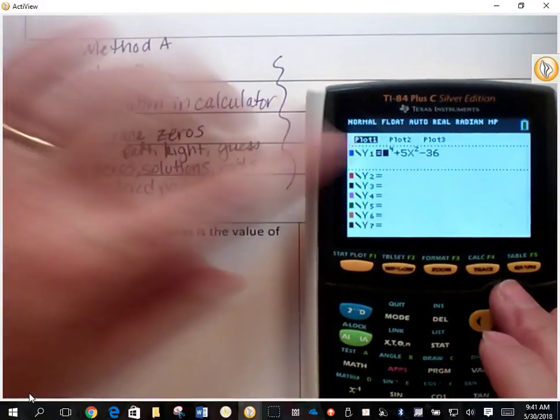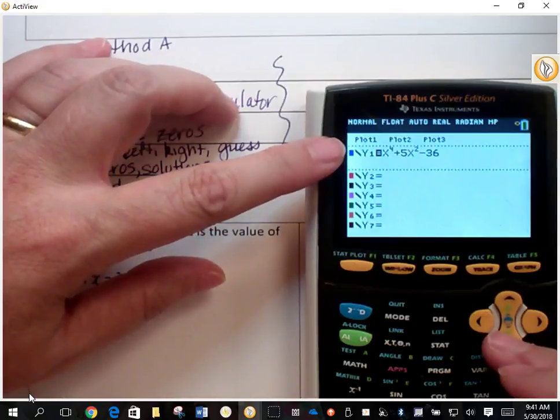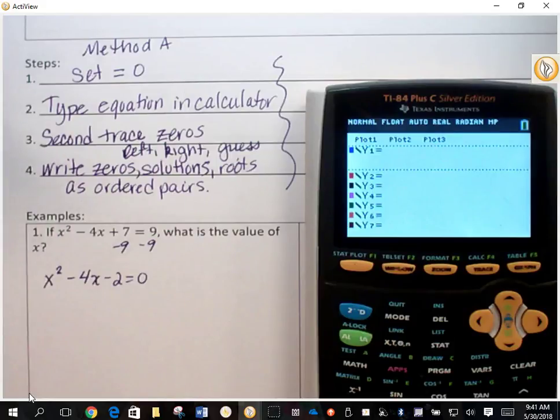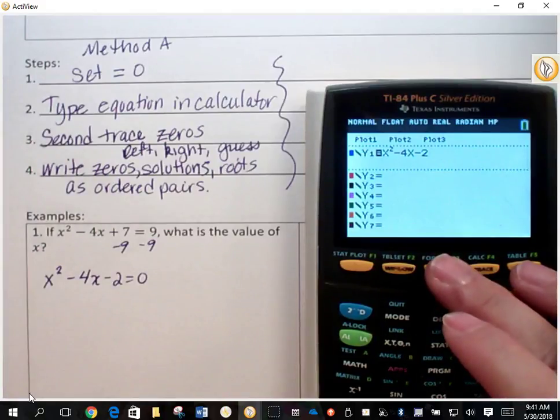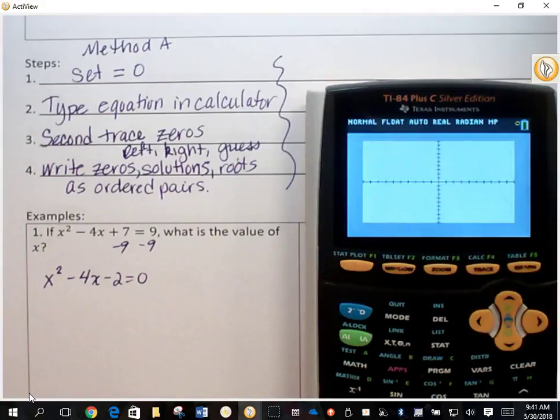So I go to y equals. I'm going to turn off the box plot, so I just scroll up there and press enter so it's not darkened anymore. And I'm going to come down and clear whatever equations are in there. X squared minus 4x minus 2. And remember, when we graph, we always start on the standard window, so we do a zoom 6.